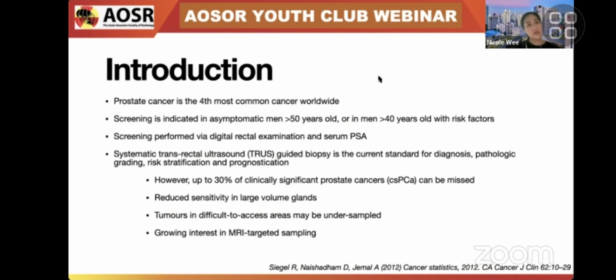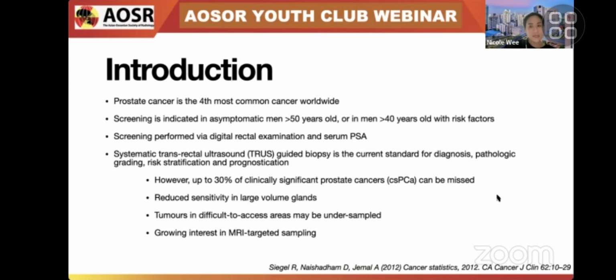So as Bunta mentioned, prostate cancer is a very common type of cancer. It's the 4th commonest cancer worldwide. In Singapore this year, it has been listed as the commonest cancer. And screening is actually indicated in asymptomatic men more than 50 years old or in men more than 40 years old with risk factors such as a positive family history. Screening is usually performed via the digital rectal examination, during which the clinician may find areas of nodularities or induration, as well as with serum prostate-specific antigen levels.